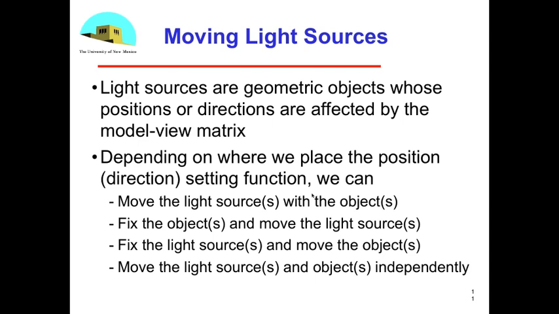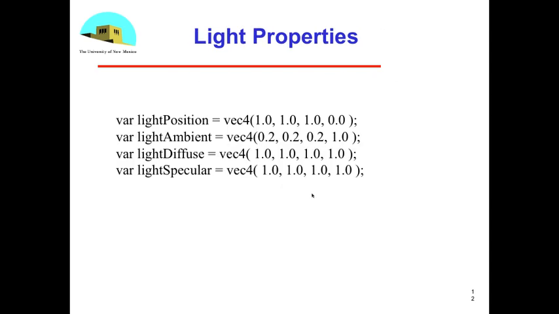simple things we're doing to actually try to get the combinations you want of light sources and objects moving or not moving. But you have a tremendous amount of flexibility, and it's just a question of where you place things relative to setting or changing the model view matrix. The light properties in terms of specifying them are pretty straightforward. You just specify the red, green, and blue components of the light source. I think we just talked about that, and you specify a position.